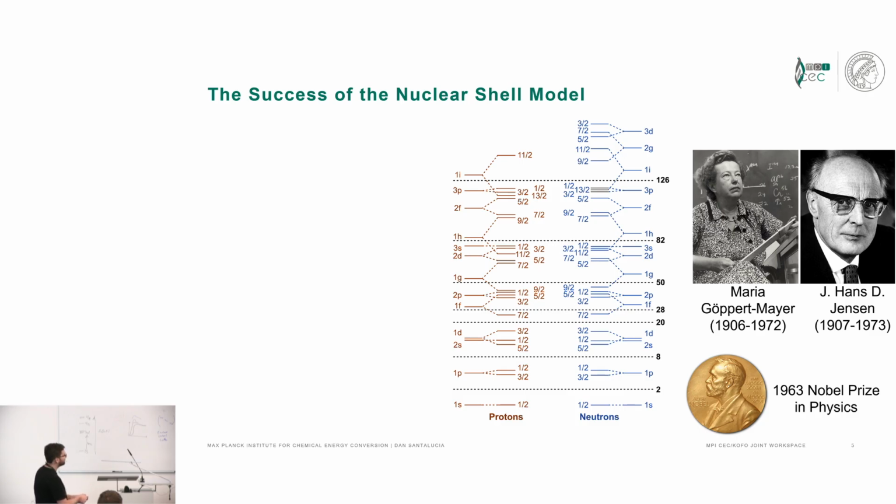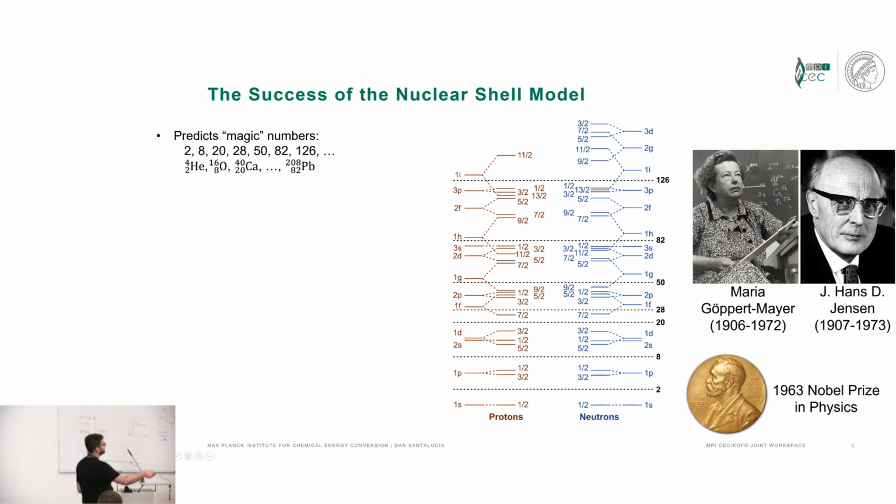You can do it for protons, which have their own potential. You can do it for neutrons. They start to diverge above about 50 nucleons in terms of the exact energies because protons have a charge and neutrons don't, right? But this is what's really cool. The nuclear shell model, which Maria Goeppert-Mayer and Johannes Jensen shared the Nobel Prize for in 1963. She was working on the Manhattan Project, right? These predict these magic numbers.